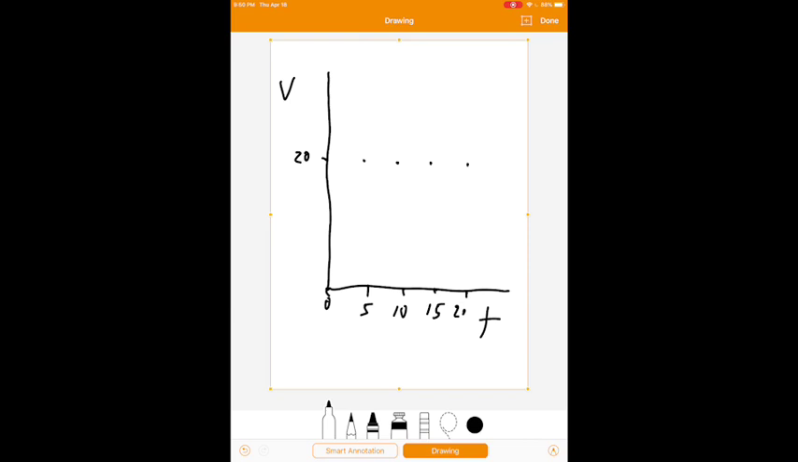20 meters per second. So notice what kind of a graph that type of motion creates. It creates a horizontal line. Every time I ask the refrigerator how fast are you going, it gives me the same answer. That's a velocity versus time graph.